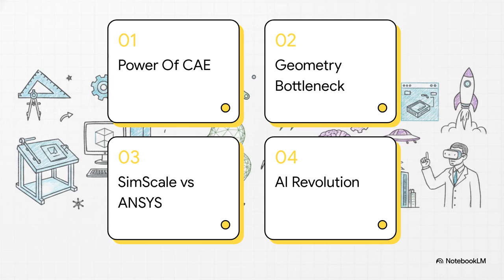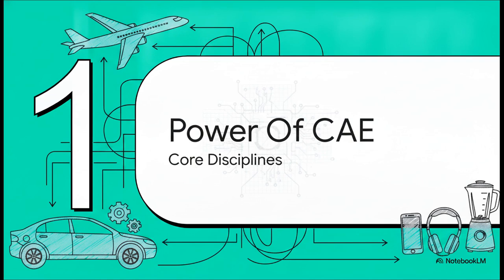All right, here's our quick roadmap for this explainer. 1. The power of CAE. 2. Fixing the geometry bottleneck. 3. A platform showdown between SimScale and ANSYS. And 4. The AI engineering revolution. Okay, section 1, the power of CAE.